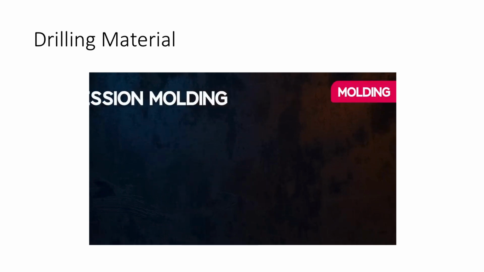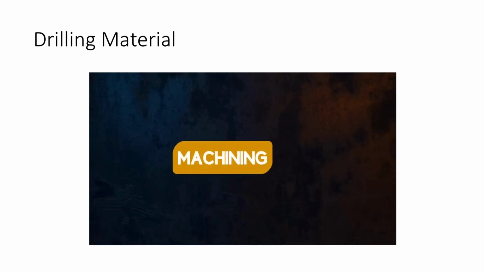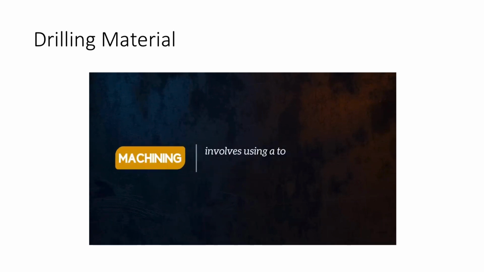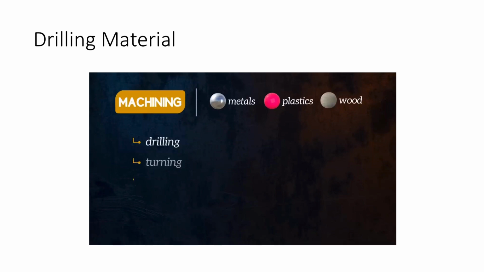So far, we have only looked at material deformation processes. Machining is a material removal process, where a tool is used to remove material from a larger object. It is often used for secondary shaping, when the part has already been formed using a primary process like casting. Machining can be used for a wide range of materials, including metals, plastics, and wood. Examples of machining include drilling, turning, and reaming.